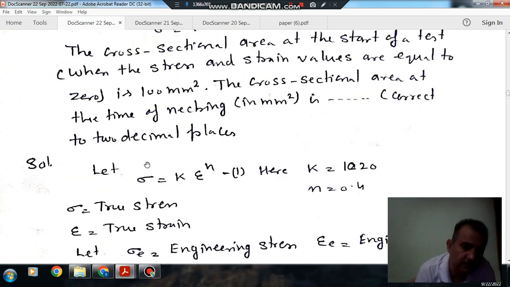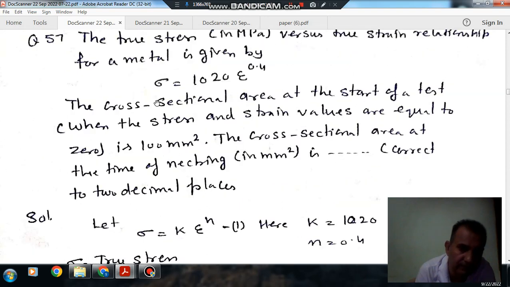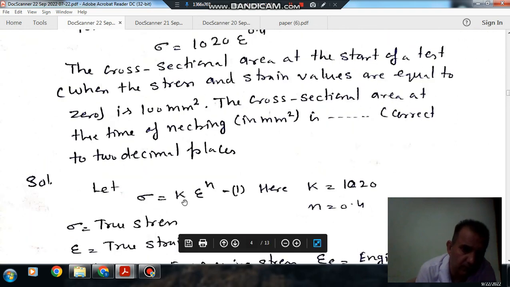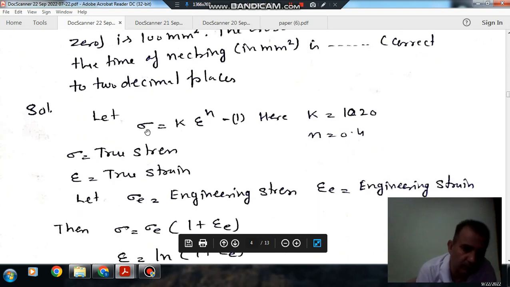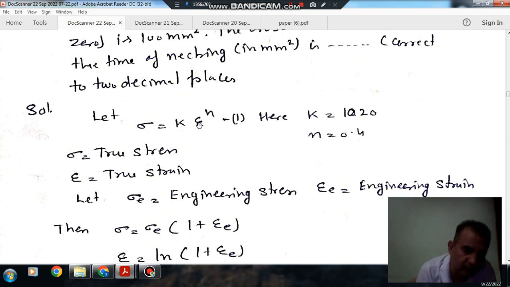So let sigma equal K epsilon raised to the power n. Sigma is your true stress and epsilon is your true strain. This relationship is given as sigma equals 1020 epsilon raised to the power 0.4, so K is 1020 and n is 0.4. Now we will convert this true stress-true strain relationship into an engineering stress-strain relationship, so that we can find the area.